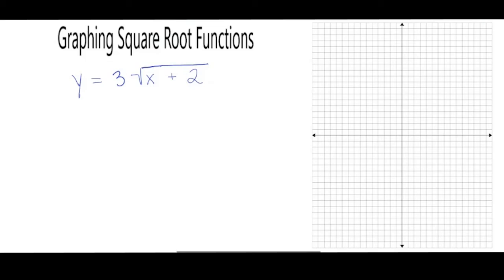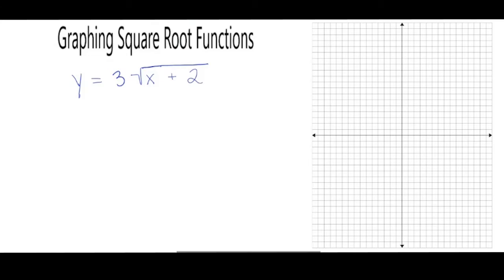Hello again. Today we are graphing square root functions. So what if I have a function that looks like this? We're still graphing square root functions, except this time the square root includes the addition of a constant to my variable.